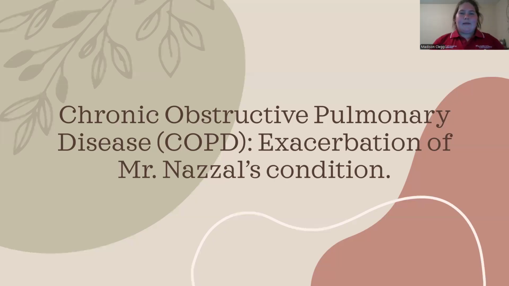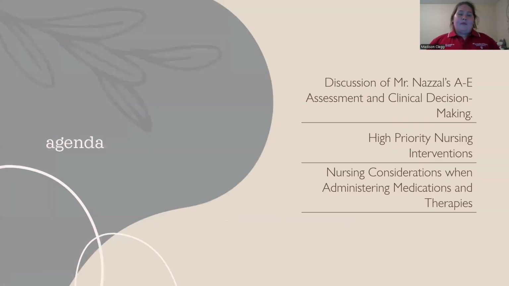Okay, my name is Madison Rose Clegg, and my student number is 22091267. I'm a second year nursing student at Western Sydney Uni. So today I will be discussing the ATE assessment for Mr. David Nazal, as well as high priority nursing interventions and nursing considerations when administering medications and therapies.